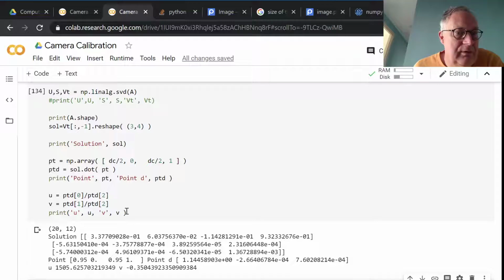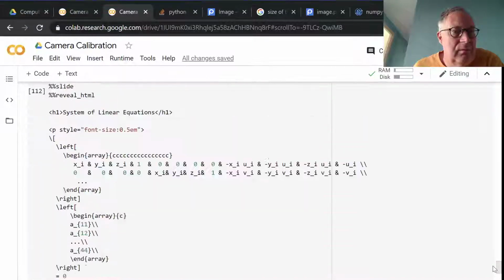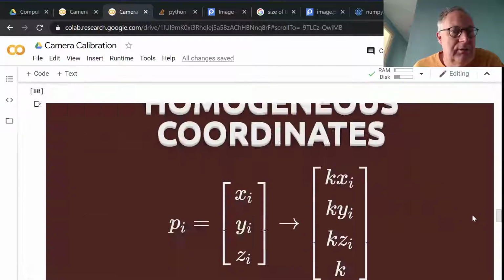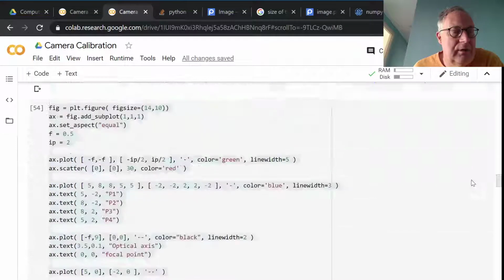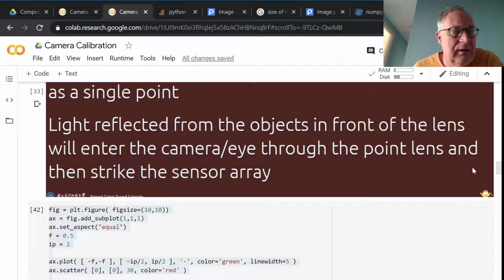Negative 0.35. So that means that the calibration is not very good. It also means that I must have missed one of the points. So I'll have to double check the points that I added here to make sure that I read off the coordinates correctly.